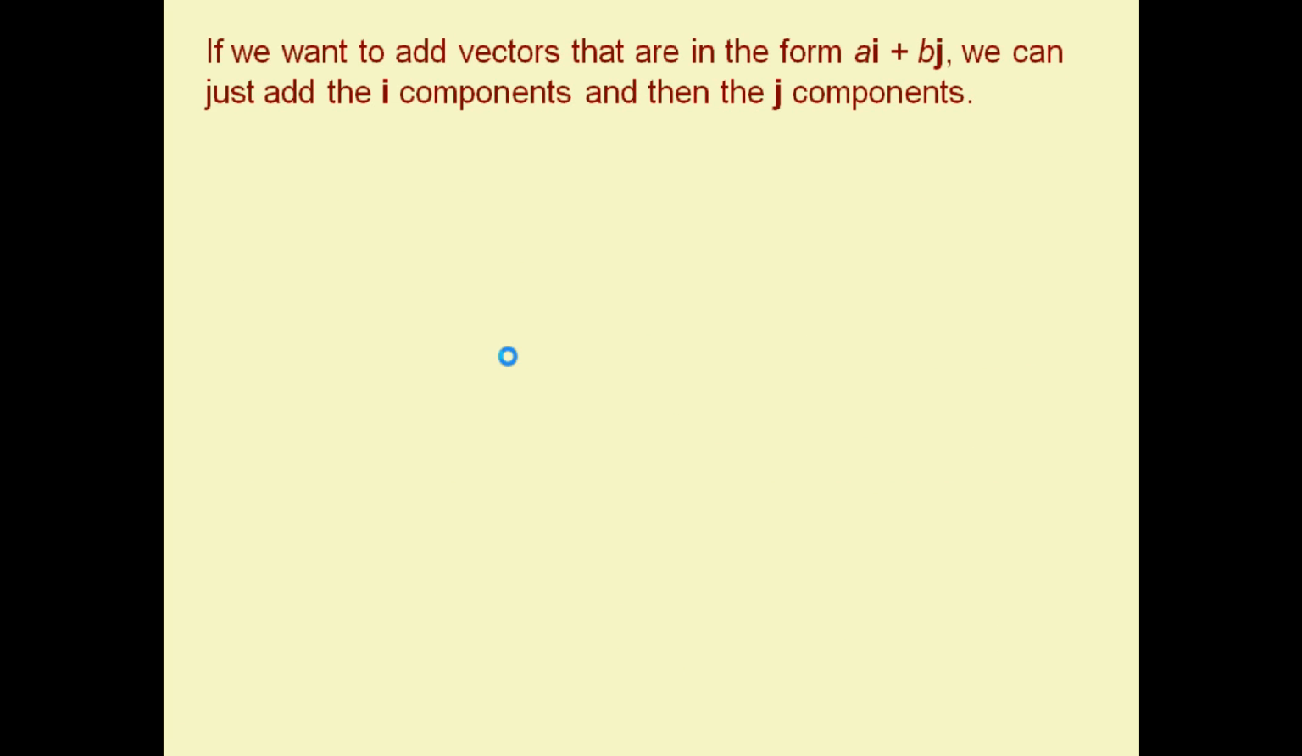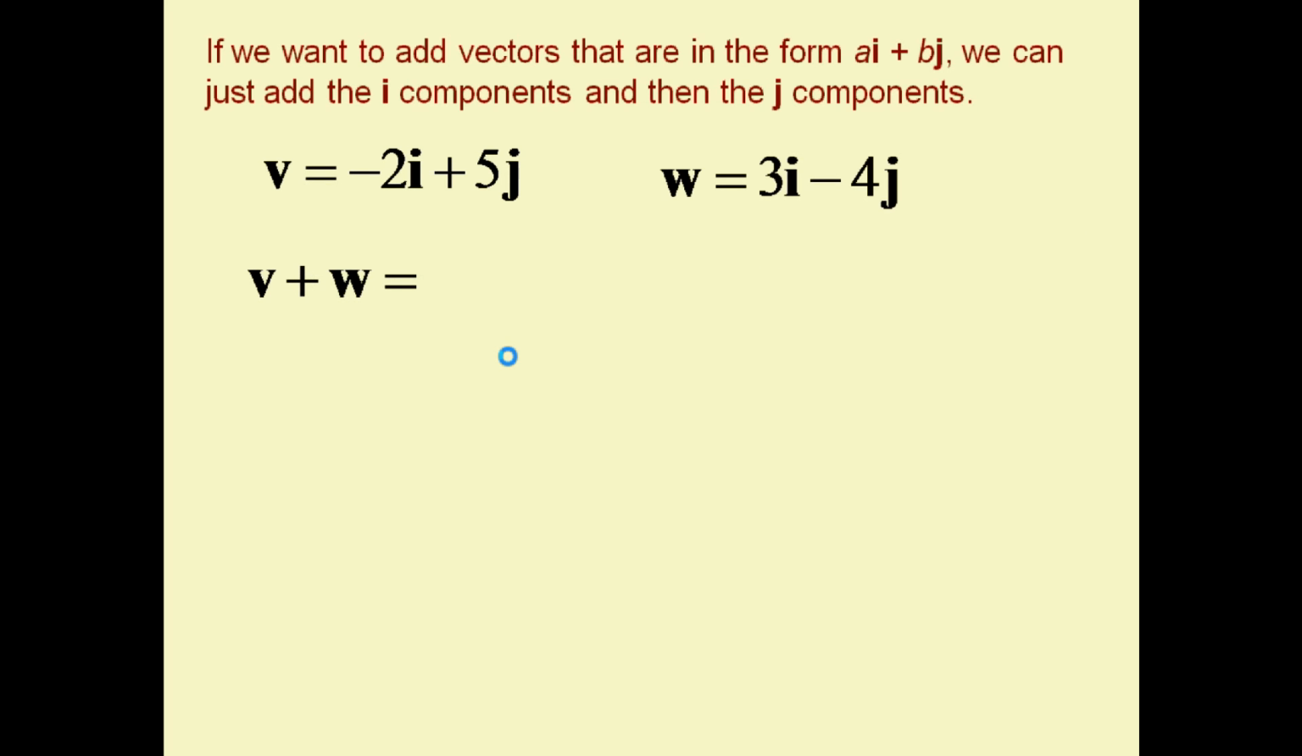If we want to add vectors that are in the form of ai plus bj, we can just add the i components, using simple algebra laws. Just add the i components and just add the j components.